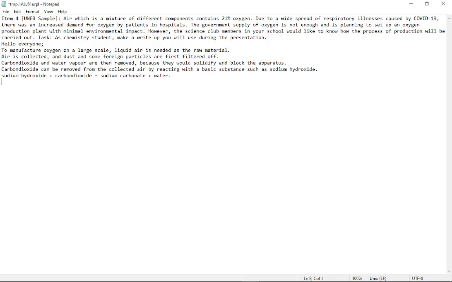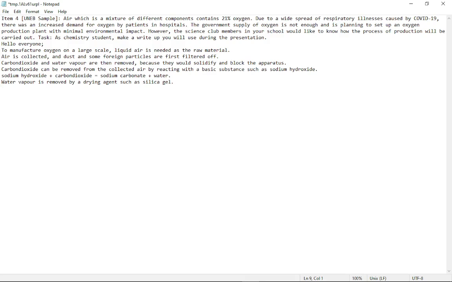That's what I think. Then I go and say, for example, water vapor is removed by a drying agent such as silica gel. I've removed those two. I can put an equation, but I'm going to leave it.